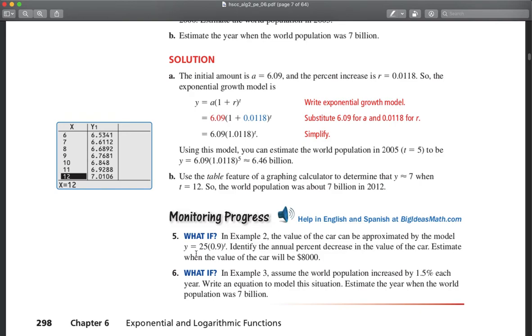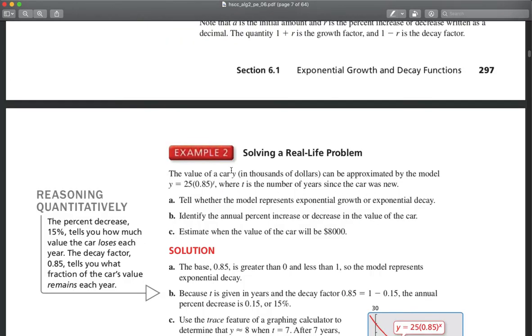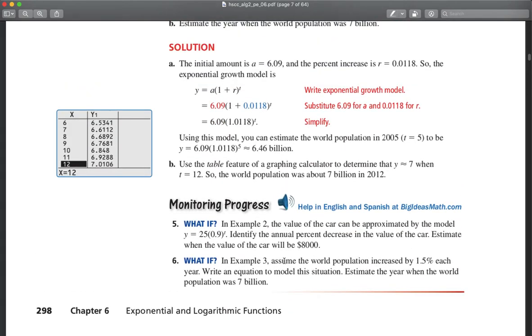Estimate when the value of the car will be 8,000. Again, it tells you you need to solve for t when y equals 8,000. So you're going to plug that into Desmos again, where you're going to plug in this equation, and then you're going to plug in y equals 8. You're not going to plug in 8,000, because this y value is already in thousands. Okay, so you're going to plug in y equals 8.